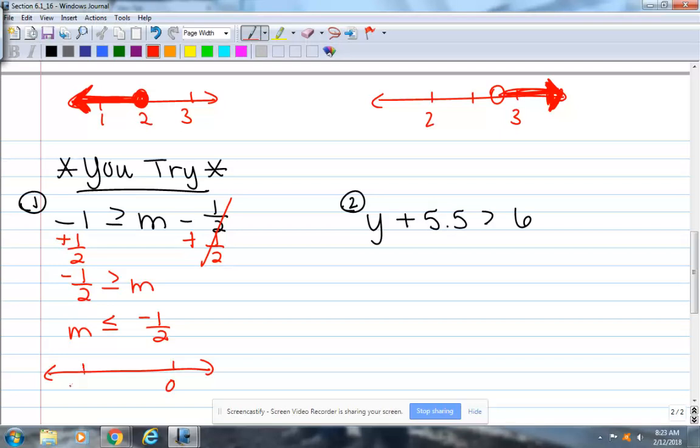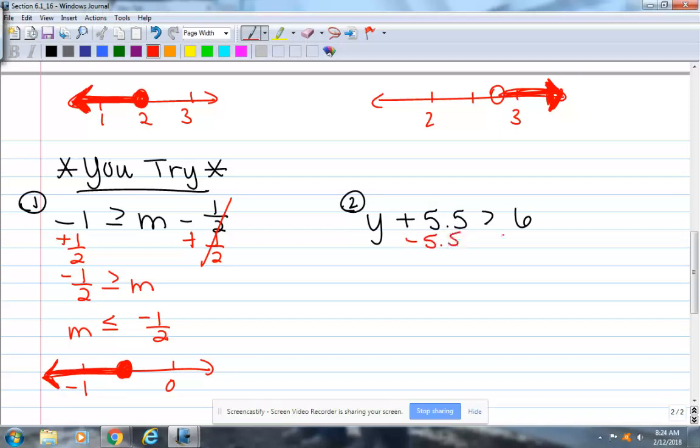Yes, and remember negatives go backwards and it's right in the middle. Does it get an open circle or a closed circle? Closed because it's or equal to, and less than shades where? Left. Raise your hand if yours looks like mine. Something close. All right. Number 2. How do we solve that one for y?